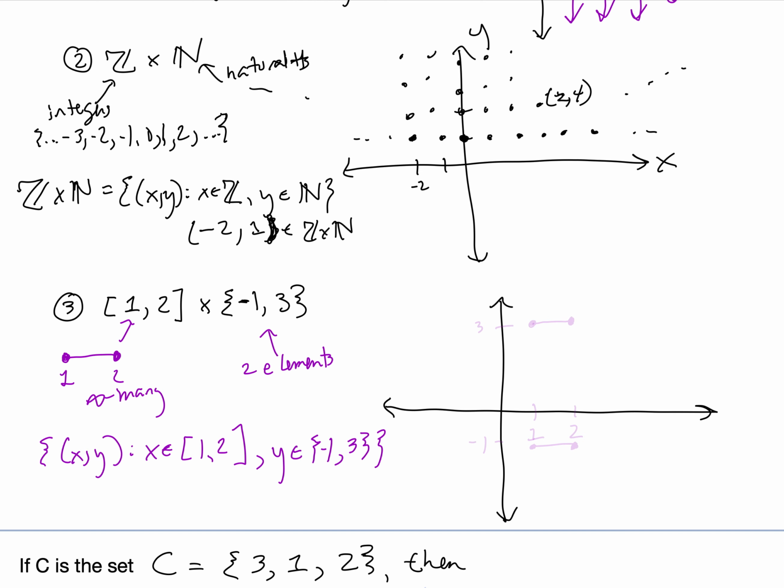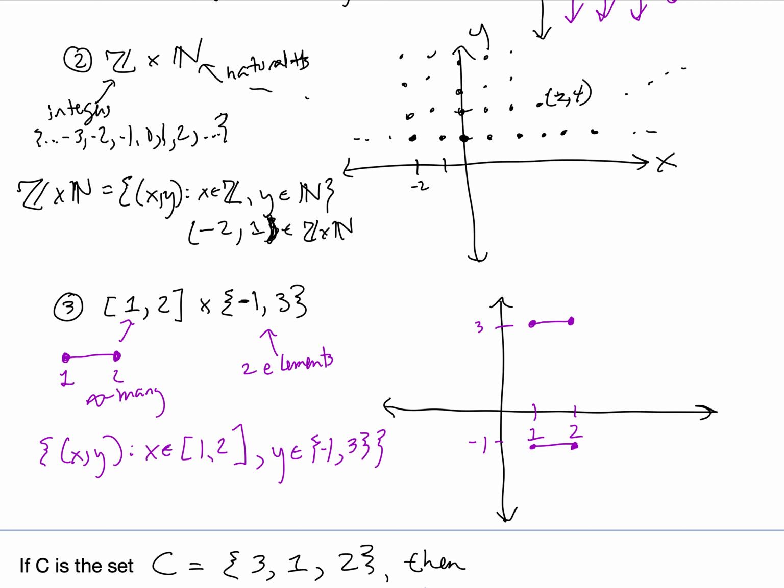If we're drawing it on the xy plane, x can be anywhere between 1 and 2. Y can only be 2 different elements. Y can only be 3 or -1. So now we've got some horizontal lines, the line from 1 to 2 inclusive at y equals 3, and the line from 1 to 2 inclusive at y equals -1, and that is our set.